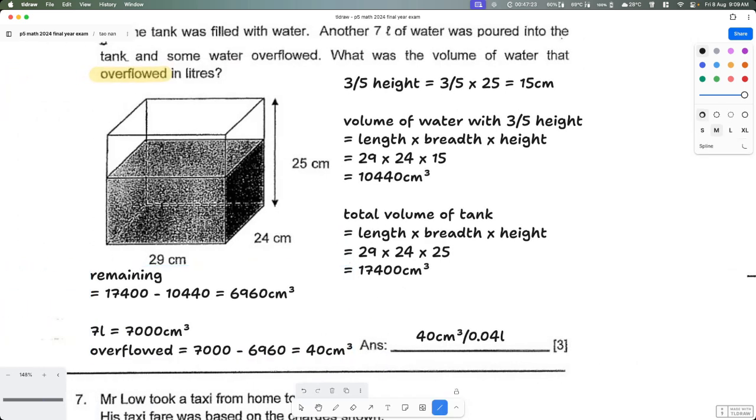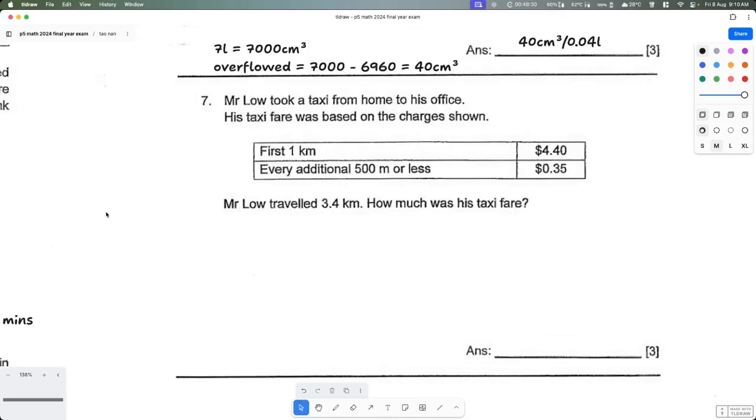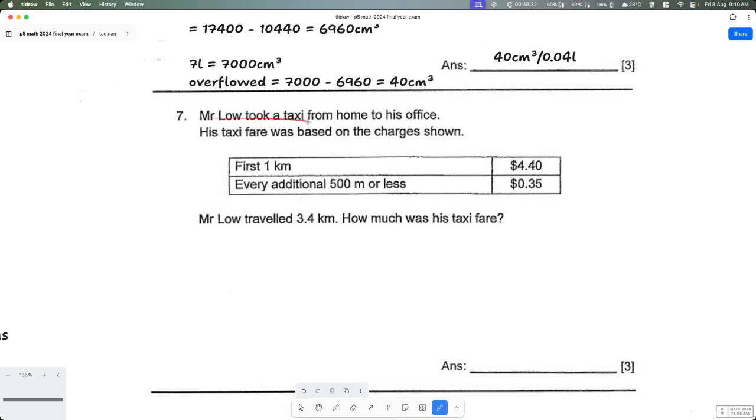Okay, question 7. Mr. Low took a taxi from home to his office. His taxi fare was based on the charges shown. First kilometer is $4.40, additional 500 meters. Mr. Low traveled 3.4 kilometers. How much was his taxi fare? Right, so first 1 km is equal to $4.40.